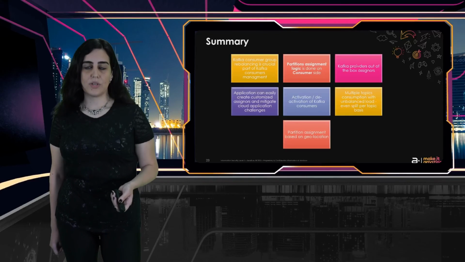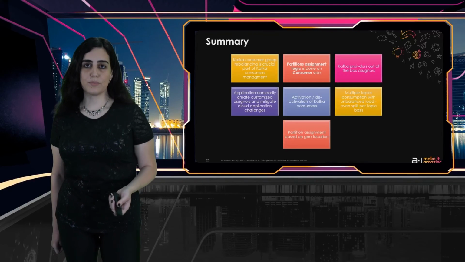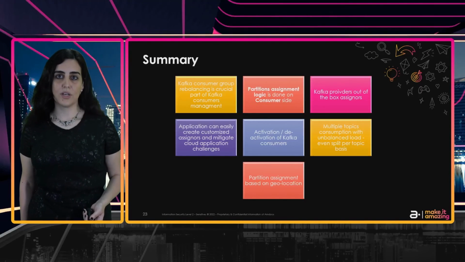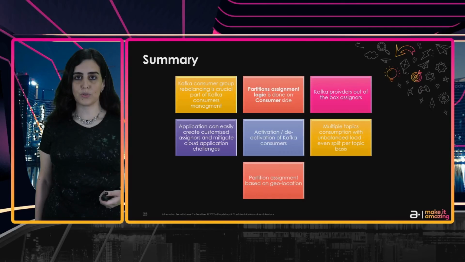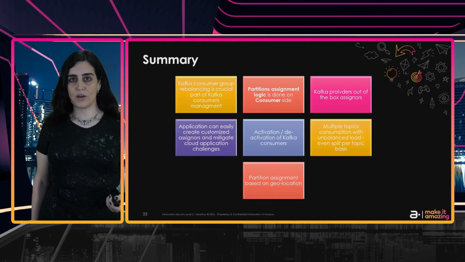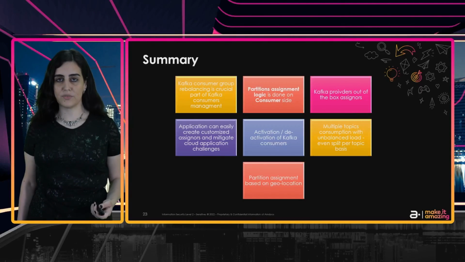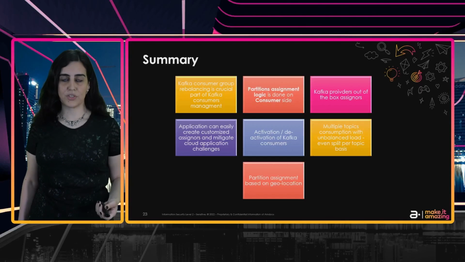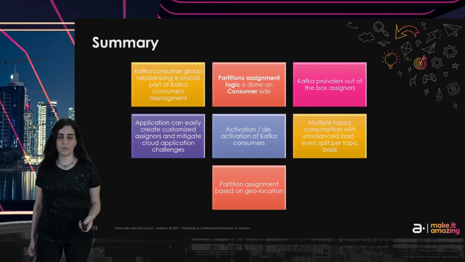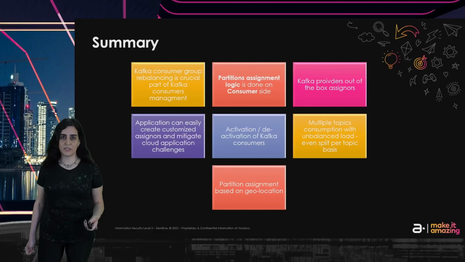So let's summarize. We learned that Kafka Consumer Group Rebalancing is a crucial part of Kafka consumer management. We saw that the partition assignment logic can be done on the consumer side, which is very good because then we can provide our custom logic and support all our challenges in our cloud native applications, like activation and deactivation of consumers based on some configuration parameter that members will provide to the leader, and also to reduce latency and cost by the availability zone selection of each partition.